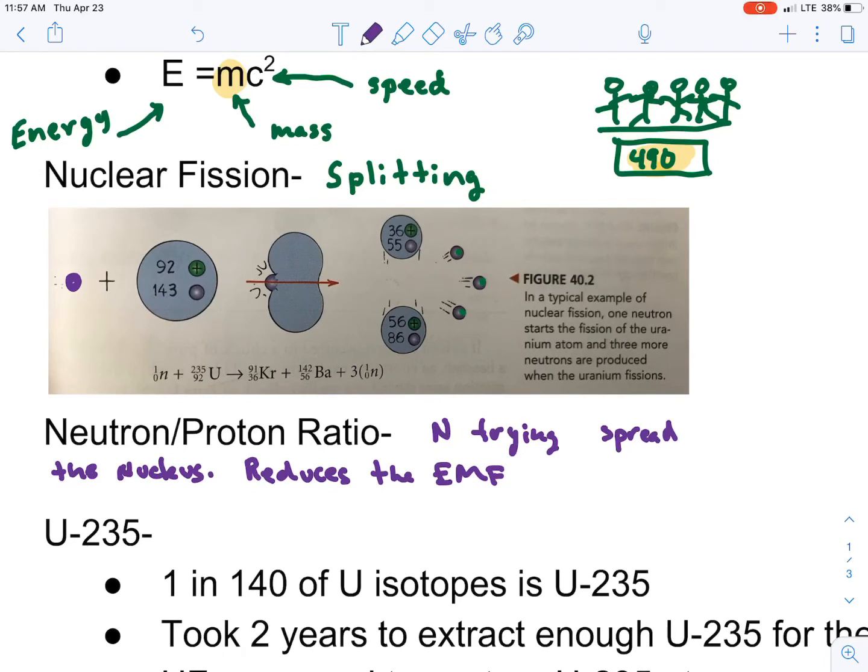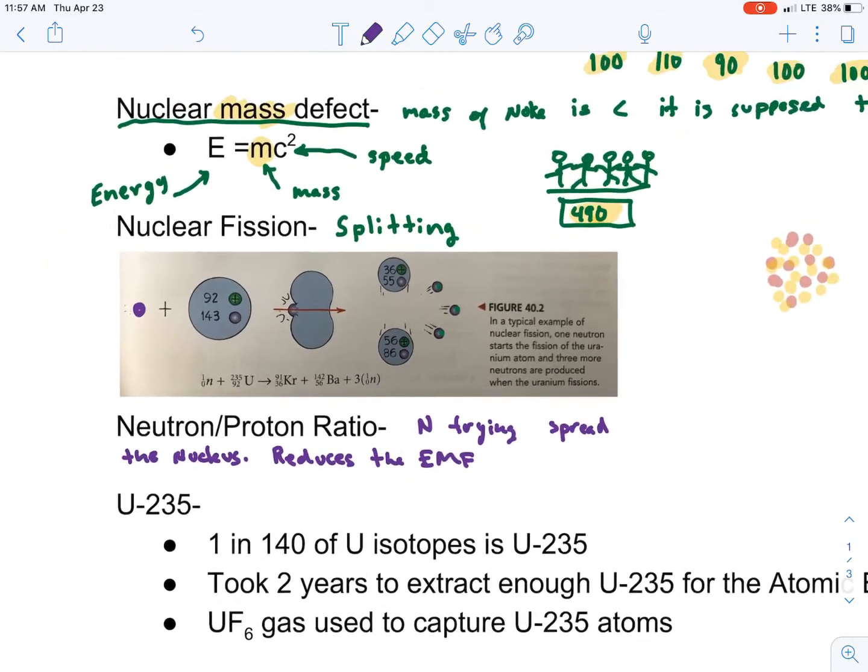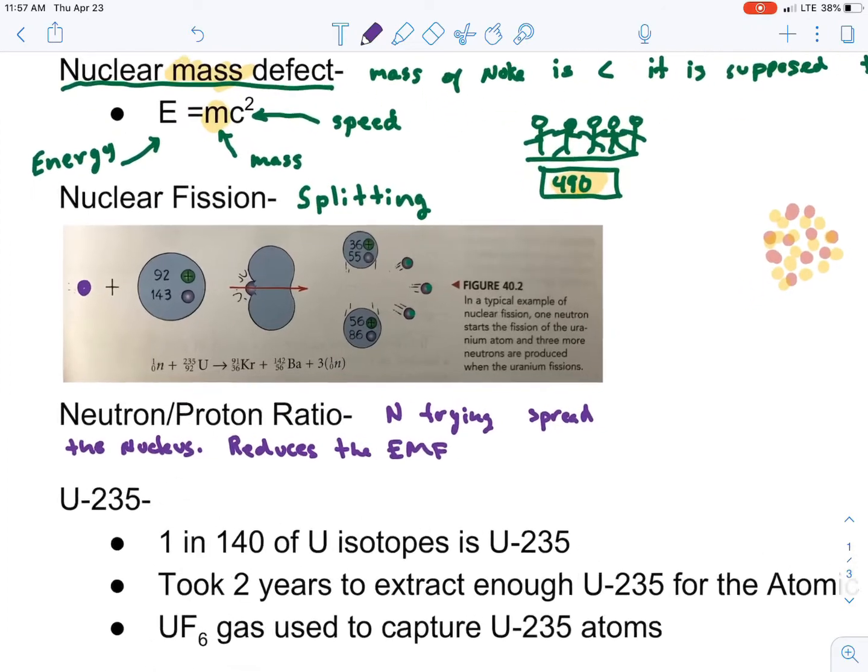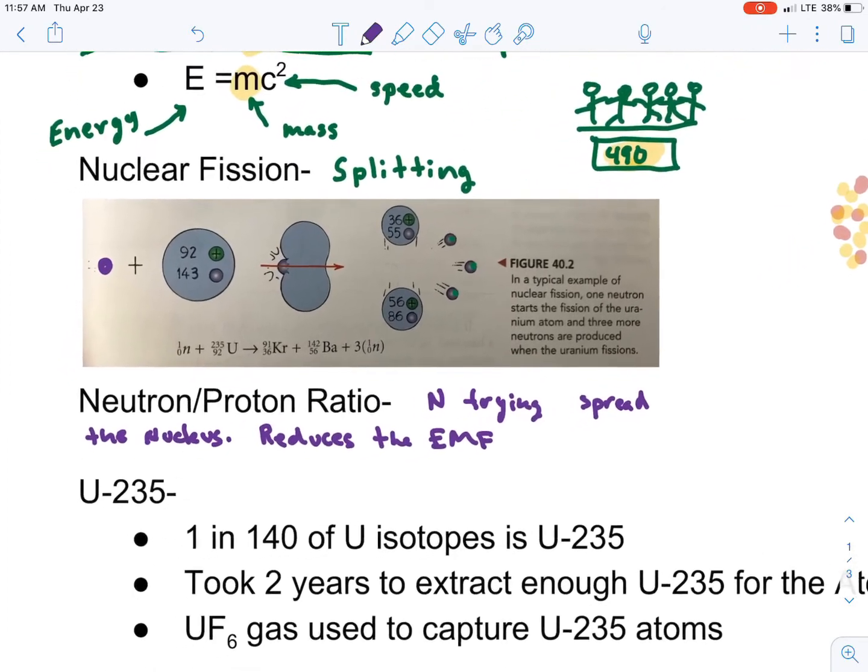They're smaller nucleuses. They don't need as many neutrons, right? Because that's what those neutrons do. They keep the large nucleuses spread apart. Smaller nucleuses need a smaller ratio. Okay, so that is what fission is.